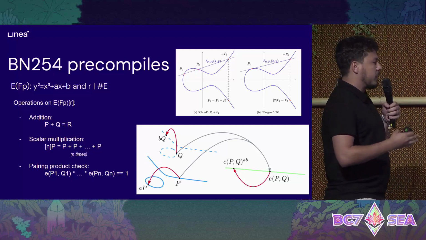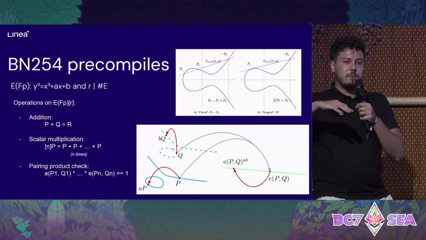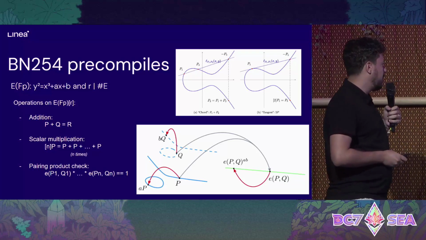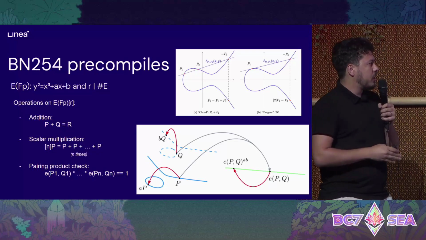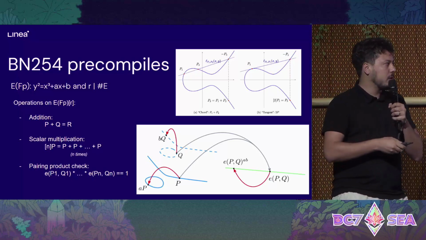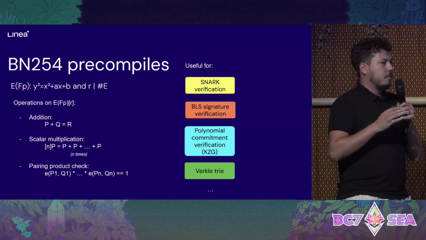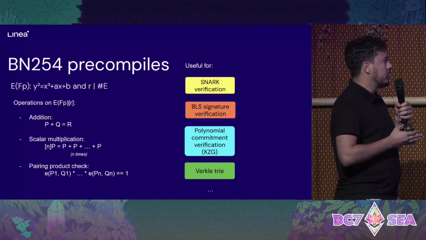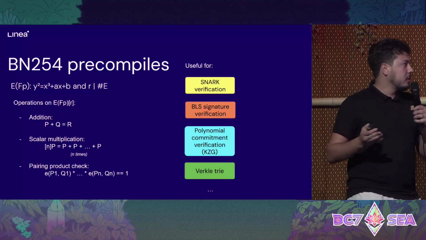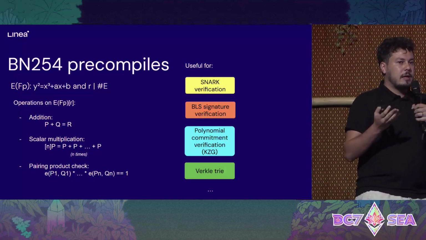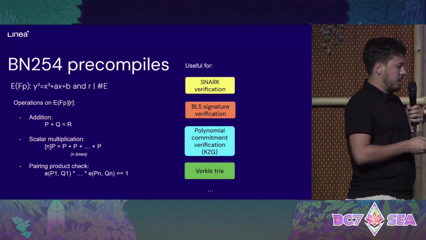And pairing product check, where you have some bilinear map, it takes points on elliptic curves, outputs them in some extension field, and multiplies these and checks if it is one. So I'm not going to talk in details about these operations, but you can look at the illustrations and pretend you got it. So what is most important is what it is useful for. It is useful for doing SNARK verification on Ethereum, doing BLS signature verification on Ethereum, doing some polynomial commitment like KZG verification on Ethereum, and some Verkle trees, at least with what we have for now.